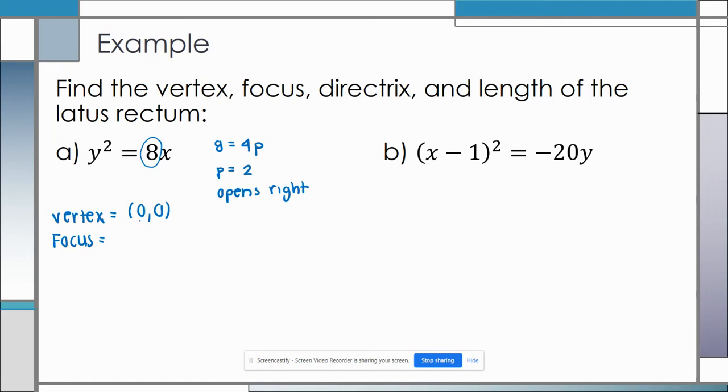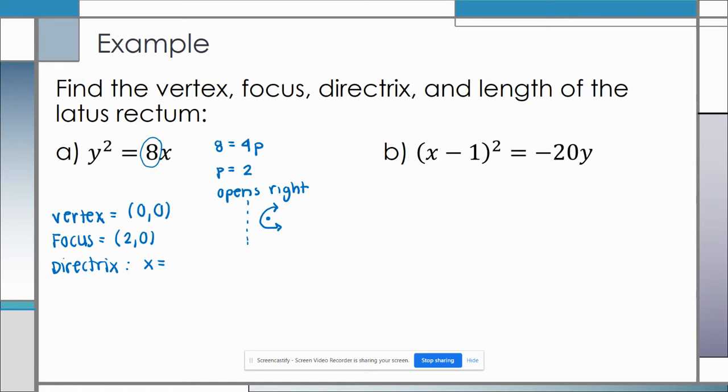So think about going from your vertex and moving 2 to the right. That's going to change the x value. So that's why my focus point is at (2, 0). My directrix is going to be a line. It's either going to be a horizontal line or a vertical line. Because I know my graph opens to the right, it's going to look something like this, where my focus is always inside of that parabola. That means that my directrix has to be a line that will not intersect that parabola. So to draw a line that's not going to intersect, it has to be a vertical line. And so it has to be x equals in order to create that line.